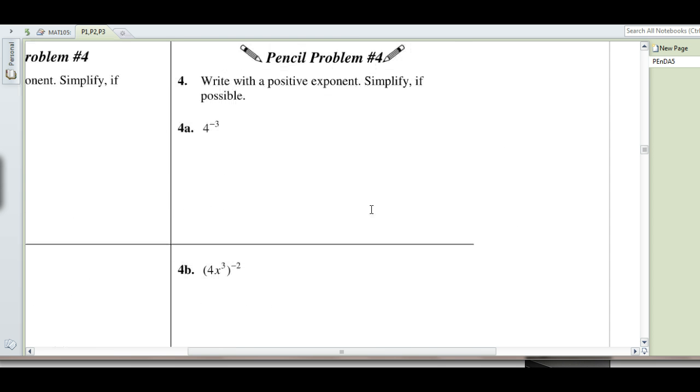Okay, notice the rules for number 4 say write with a positive exponent. This is pretty common. Aesthetically, it's usual to see the answer asked for so that your answers have a positive exponent. Here we want to do 1 over 4 to the positive 3 power. Remember, you can make the exponent positive by just putting it in the opposite part of the fraction. And then we know 4 to the 3rd power is 64, so this is 1 over 64.